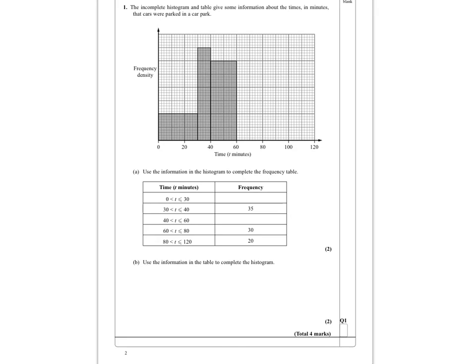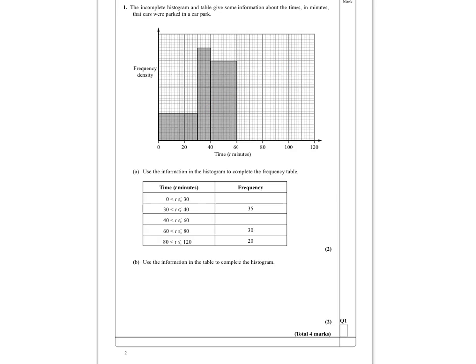This is a fairly typical histogram question. It tells us in the question that we're looking at a histogram. It's worth 4 marks in total. The first part asks us to use information from the histogram itself to complete the table, and then the second part asks us to use the table to finish off the histogram.